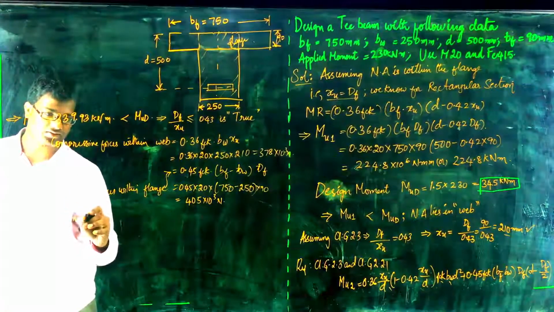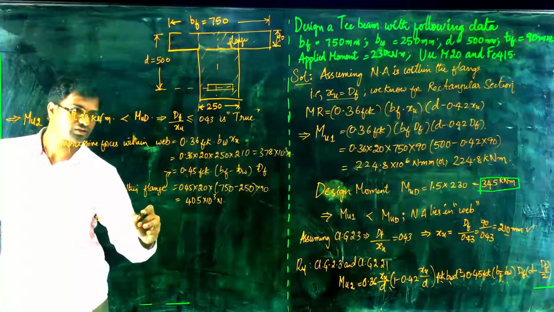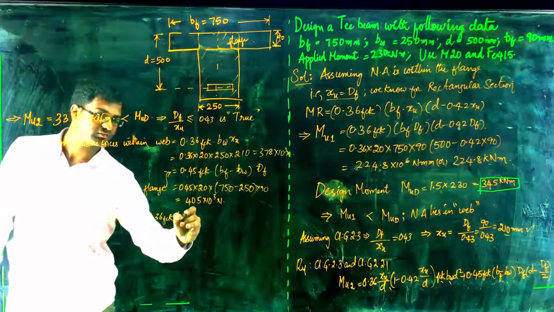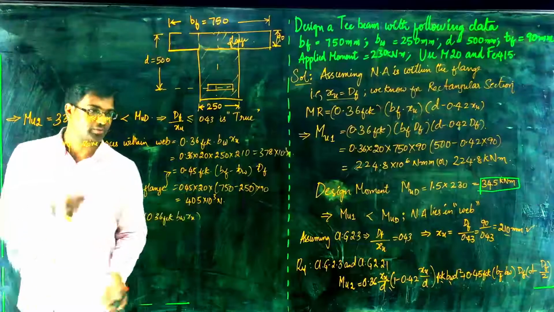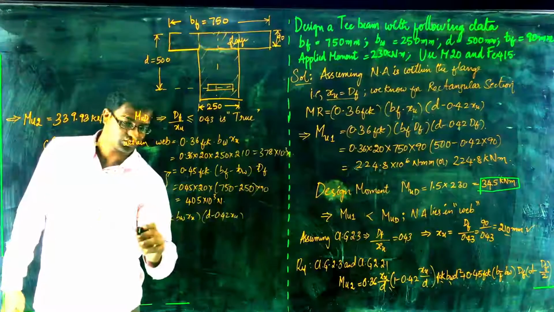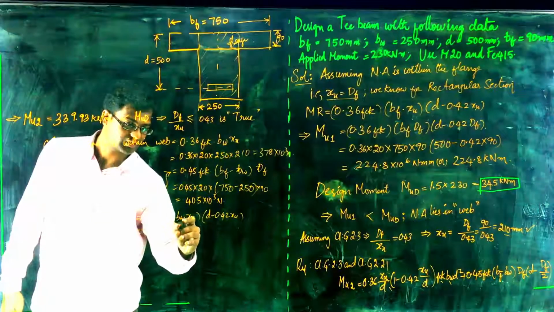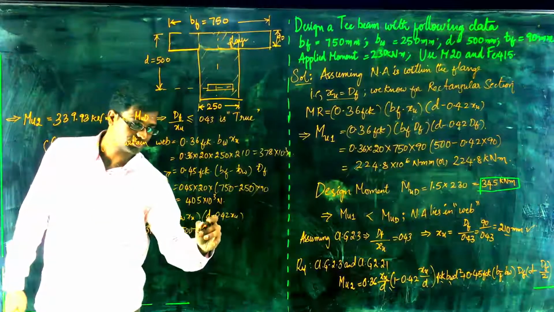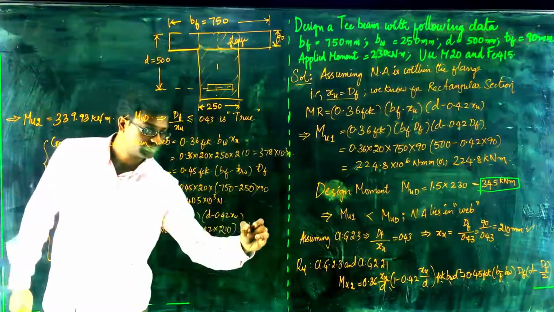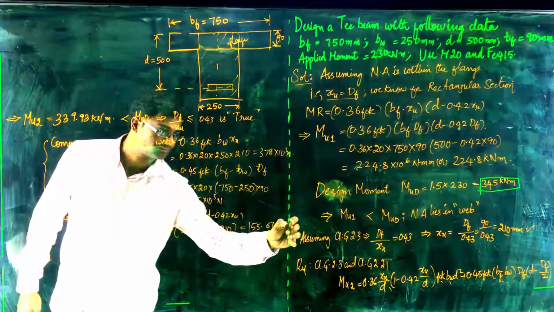So the moment within web is given by this value 0.36 fck bw into Xu multiplied by the lever arm, which is d minus 0.42 Xu. If you multiply this value 378 into 10 power 3, d is 500 minus 0.42 into 210, you will get a moment as 155.67 into 10 power 6 Newton mm.